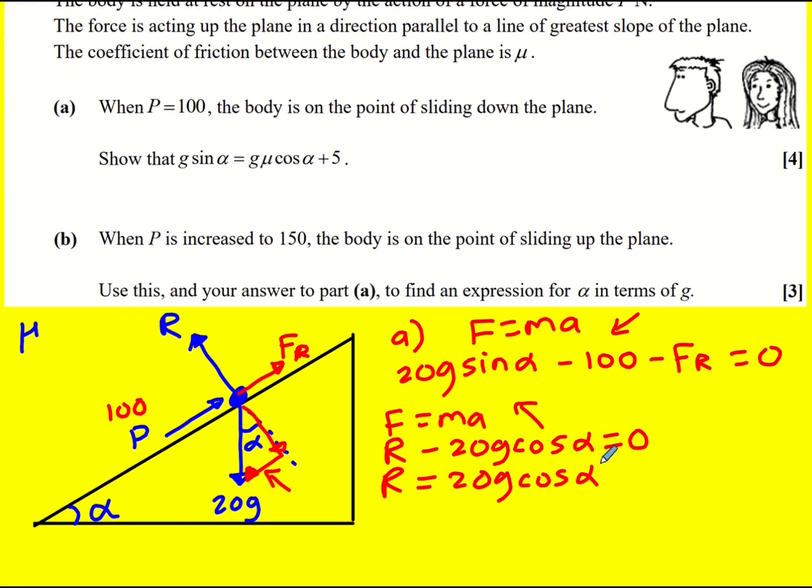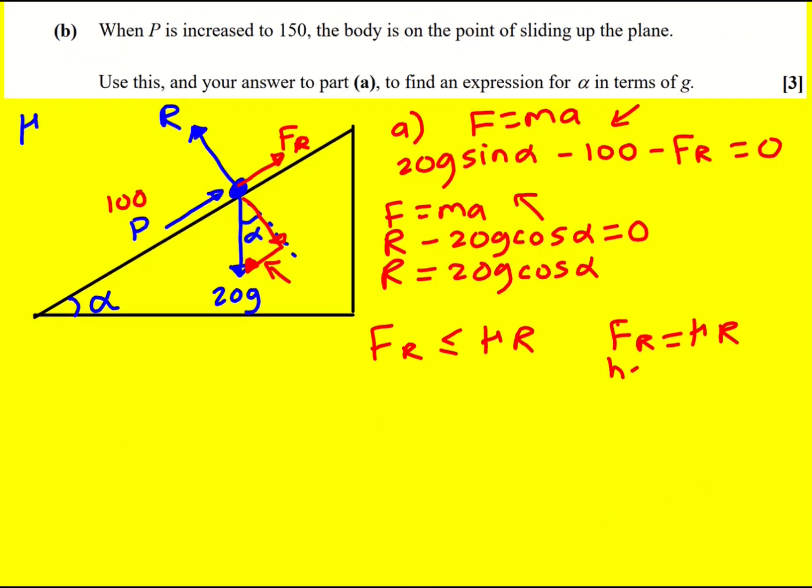Okay, and there's one thing I've not yet done, and that is to use the formula for friction. FR is always less than or equal to mu R. But because it's on the point of sliding, it's actually going to equal it here. So FR is going to be 20g times mu times cos alpha. And we're getting there because now we can combine it all together.